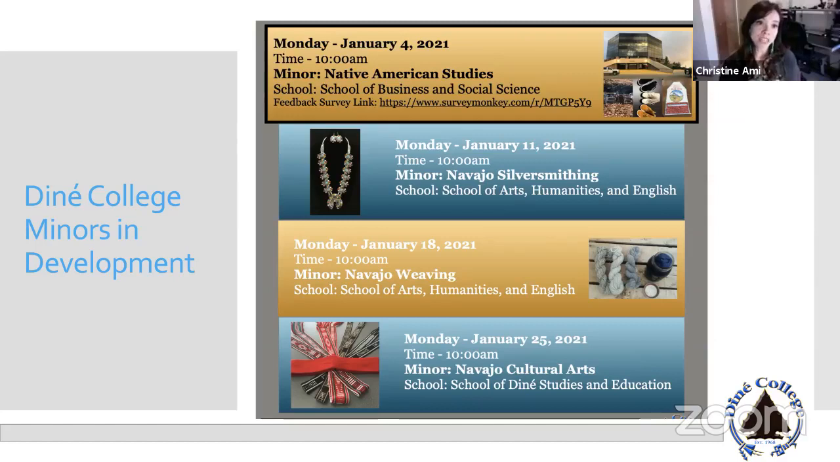In addition to that minor, we have 3 other minors, which I'm excited to say have been supported through the American Indian College Fund Curriculum Development Program. So we have a grant to help assist us in terms of data collection and developing advisory committees and putting together these 3 additional minors. One is going to be the Navajo silversmithing minor that's going to be housed in the School of Arts, Humanities, and English. And this particular minor will be going over next Monday.